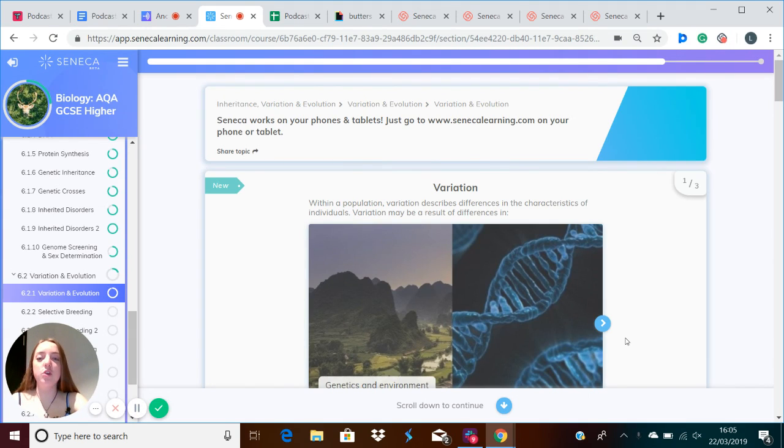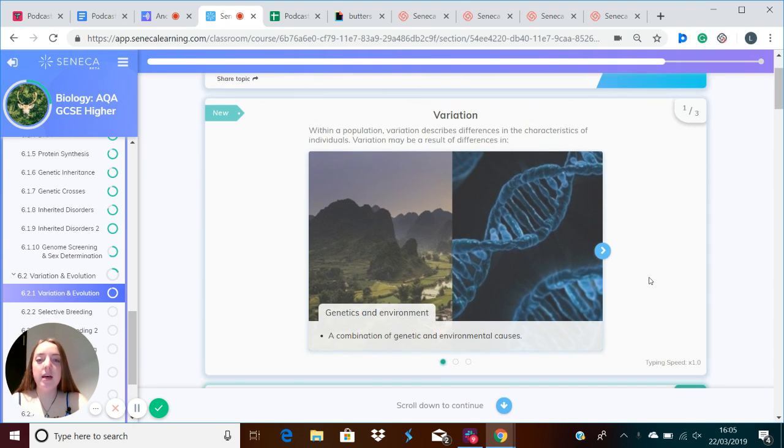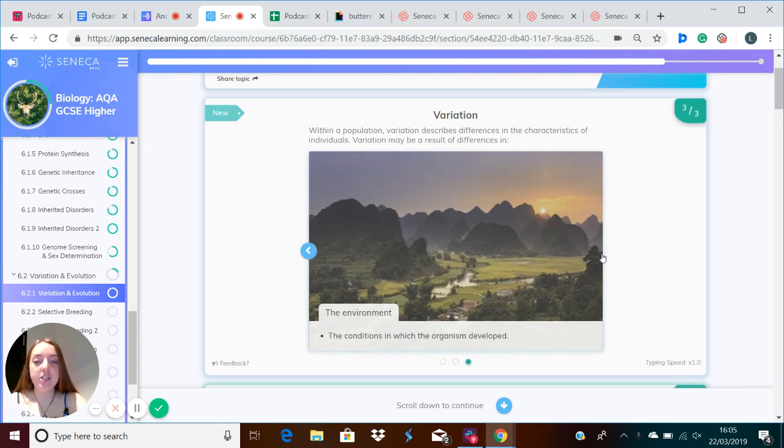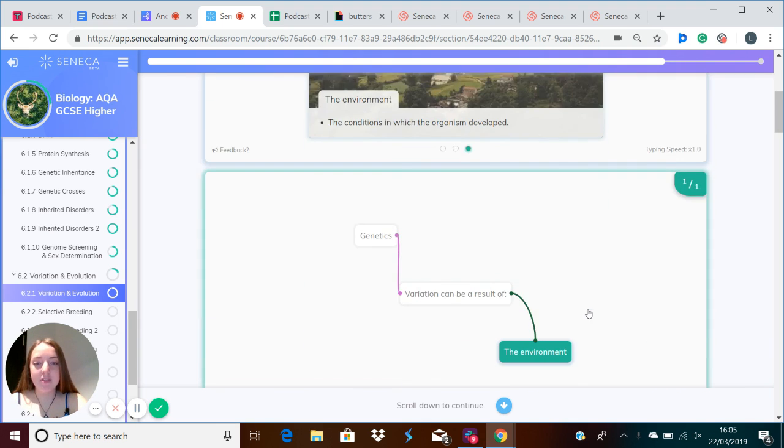Podcast, we're going to look at the topic of variation and how this can lead to evolution. Within a population, variation describes differences in the characteristics of individuals, and it can be the result of different factors. So, variation could be a result of the combination of genetic and also environmental causes, or it could be just a result of genetic causes, so inherited genes, or it could be due to the conditions in which the organism developed.